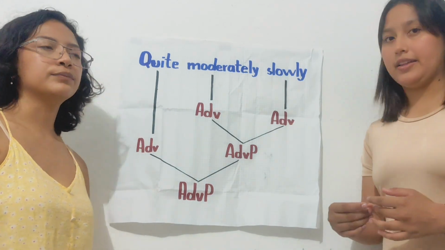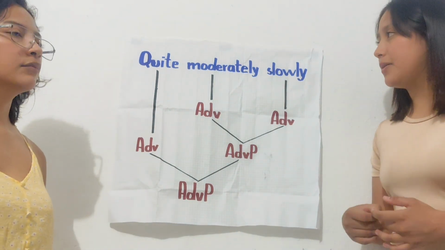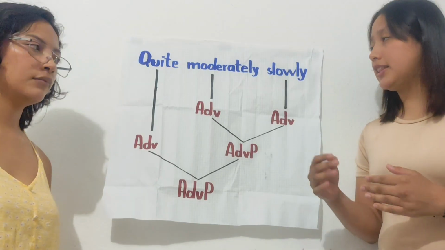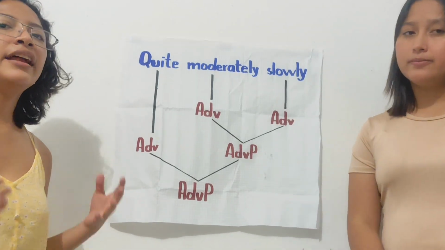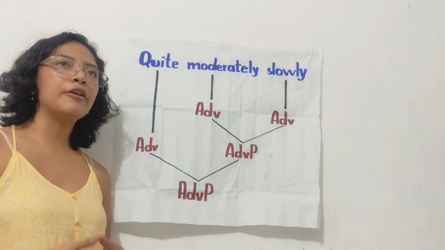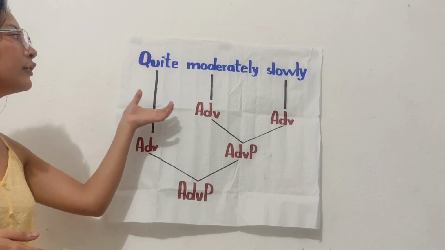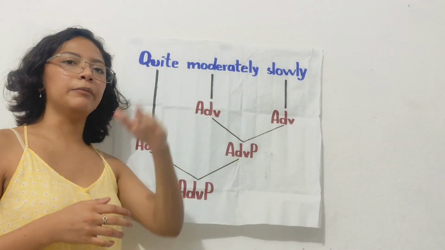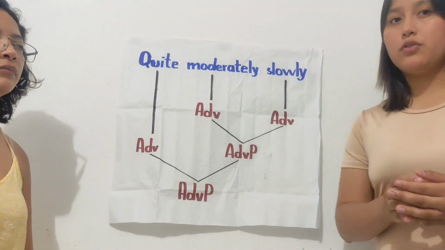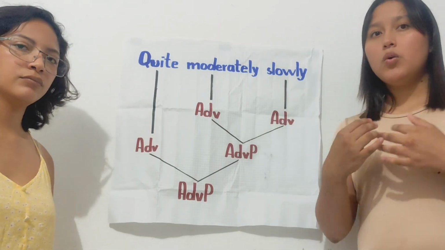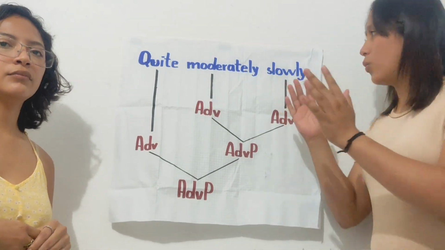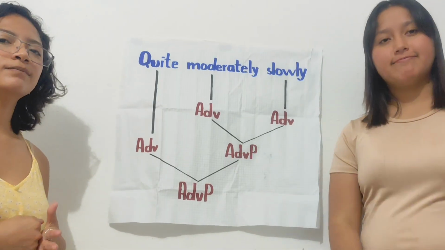Finally, we have "quite." This is also an adverb, but more specifically, it is an intensifier. An intensifier increases or emphasizes the meaning of another word. In this case, "quite" modifies the entire phrase "moderately slowly." So now, instead of just "moderately slowly," we get a stronger expression, "quite moderately slowly."